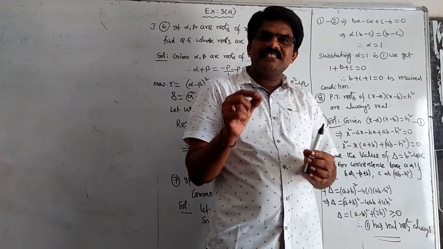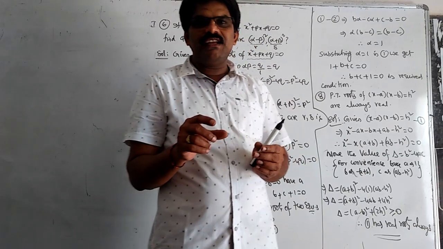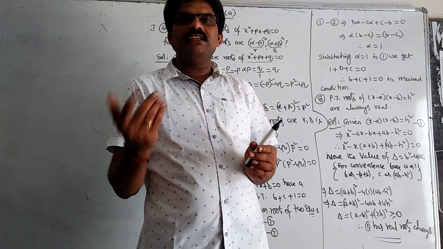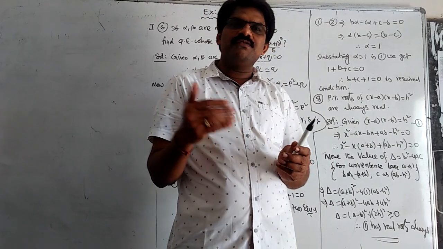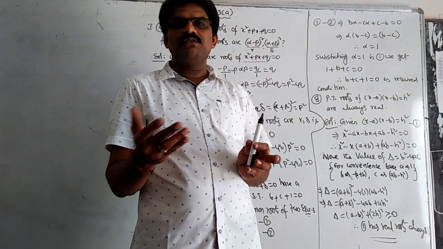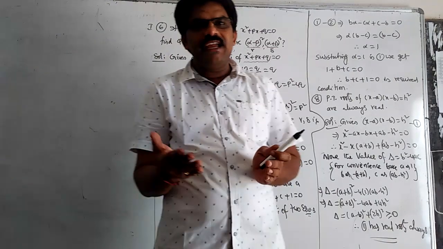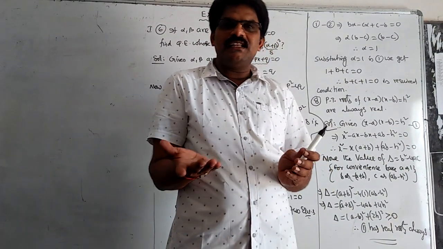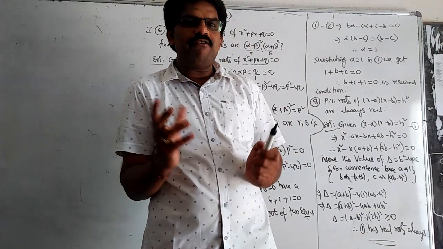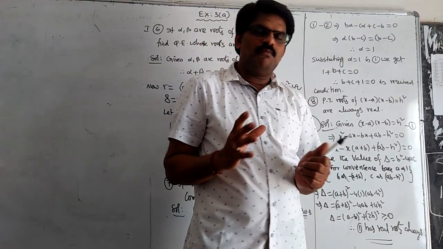Suppose let us take x square. We know that x square may be 0 or greater than 0, because a negative whole square becomes positive, a positive square becomes positive, and 0 square becomes 0. So any square of any variable is always greater than or equal to 0. So you have to apply that concept in this problem.